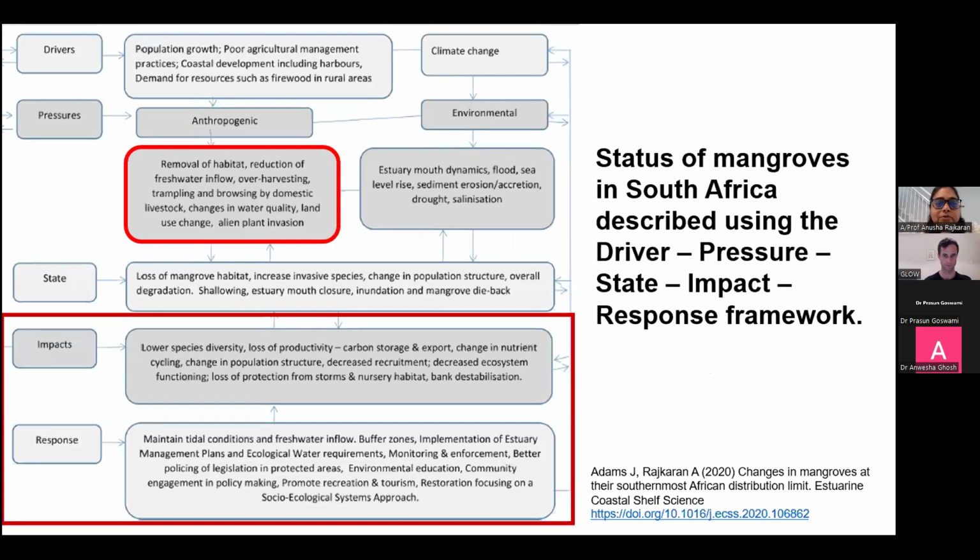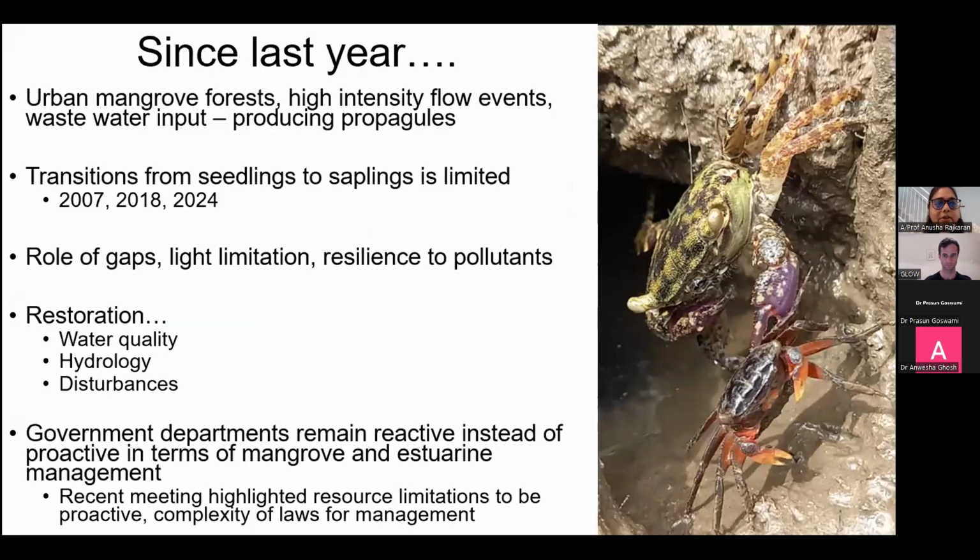So just to put it into some sort of framework, we've been measuring the state of our mangrove forests for a very long period of time, and more recently, we've included this layer of pollutants. So we know that the impacts can include lower species diversity, an impact on carbon sequestration, and changes in population structure. And we've tried to communicate this to the different government departments because since last year we've seen this limitation between seedlings to saplings in our mangrove forests.